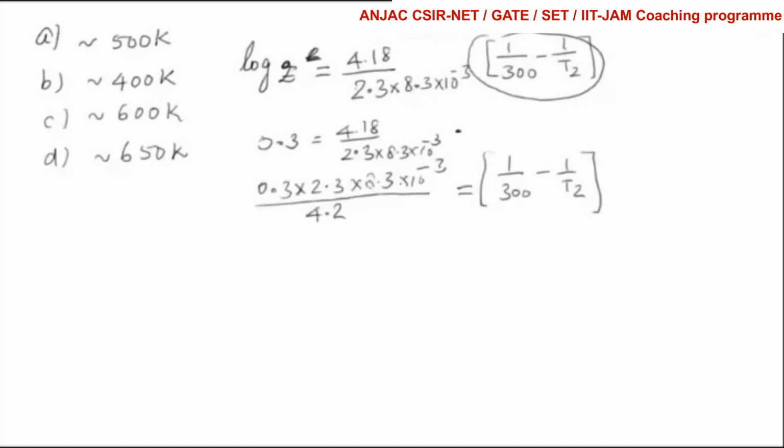Tell me what the value is. How much does this come to? Anybody? 1.27 into 10 raised to minus 3. How much? 1.37 into 10 raised to minus 3. 9.4 into 10 power minus 3, yeah? 1.37, okay. 1.4 into 10 power minus 3, am I correct? I have correctly written.